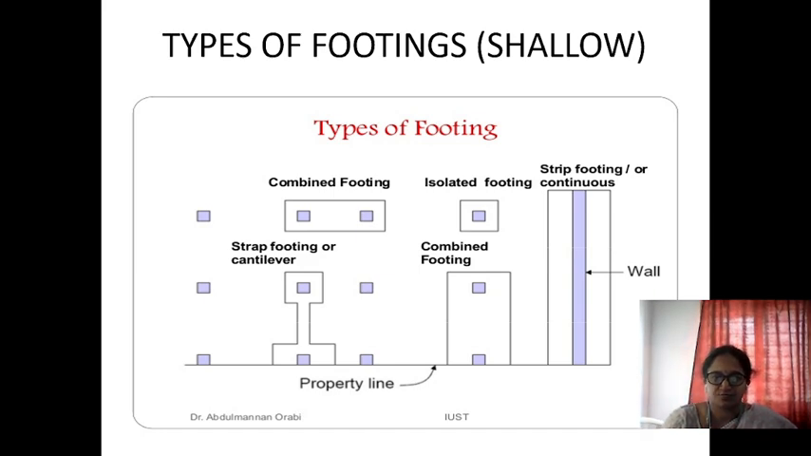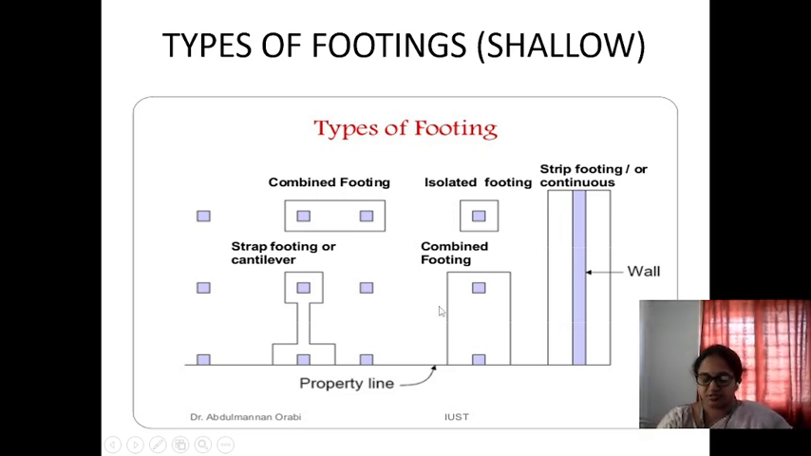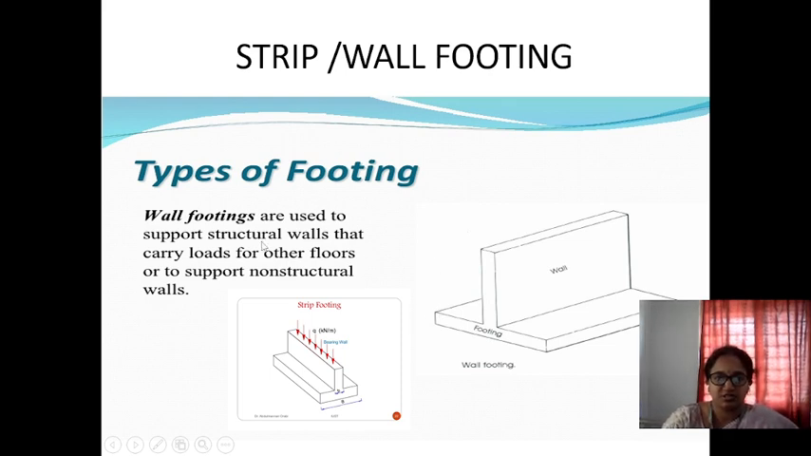Now coming to types of footings. Shallow footings are subdivided into so many types: combined footing, isolated footing, strap footing or cantilever footing. These are some of the types of shallow footings. Now, what is meant by strip footing or wall footing? Wall footings are used to support structural walls that carry loads from other floors or to support non-structural walls. Throughout the wall there is a footing under the wall. This is nothing but strip footing or wall footing.